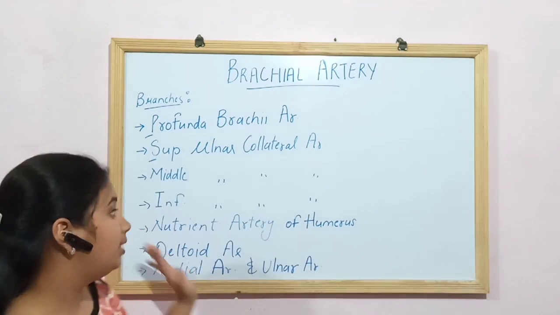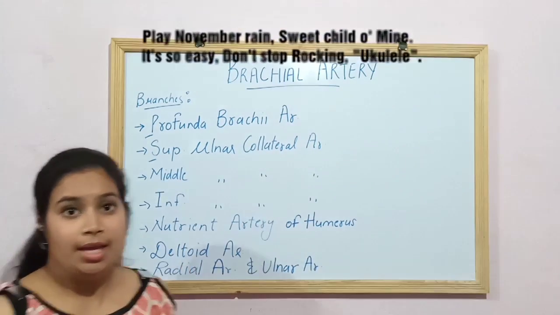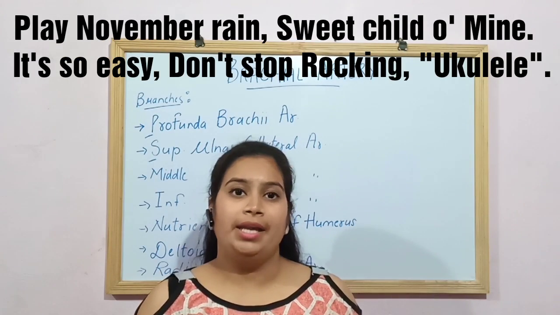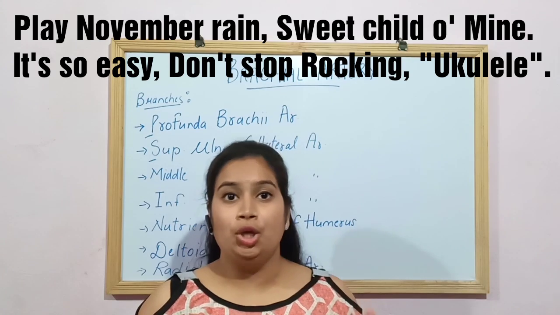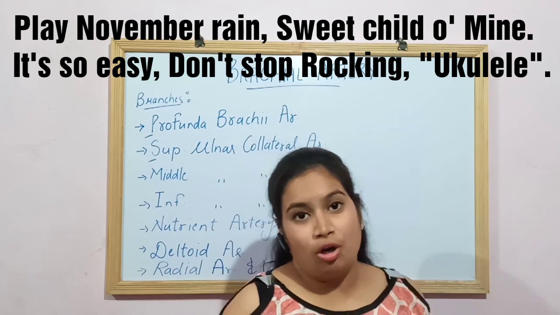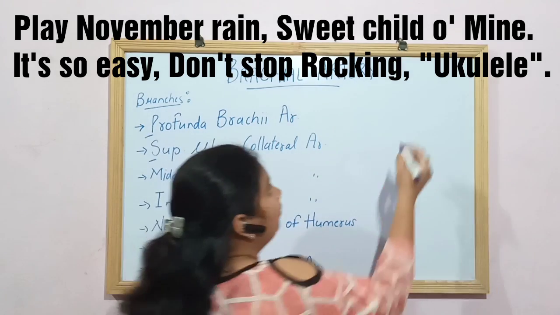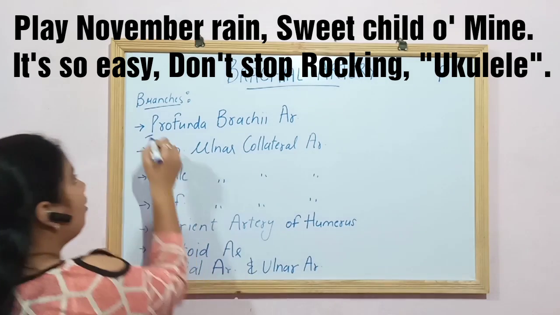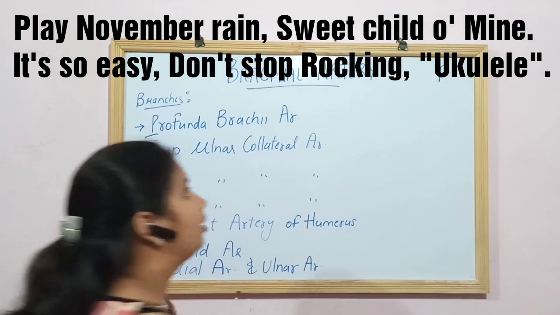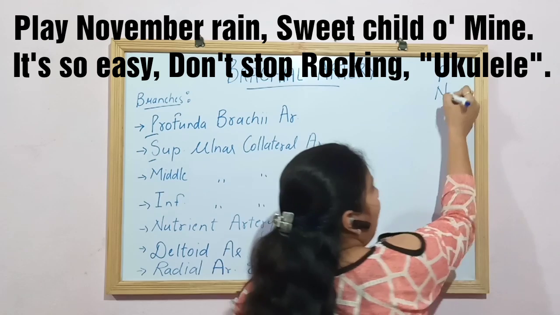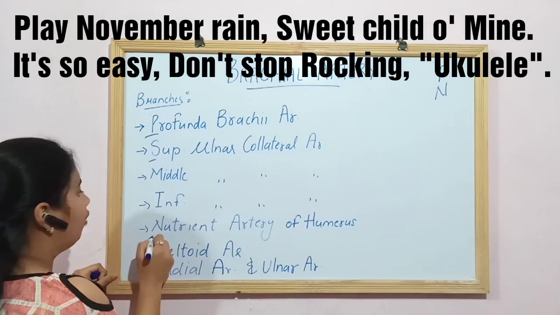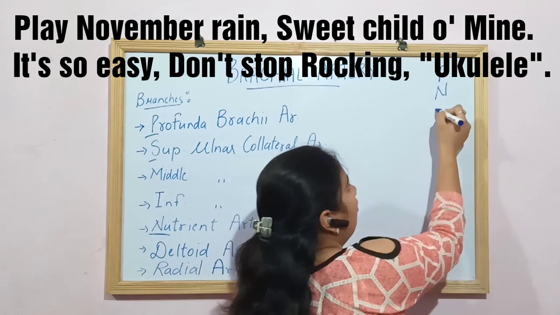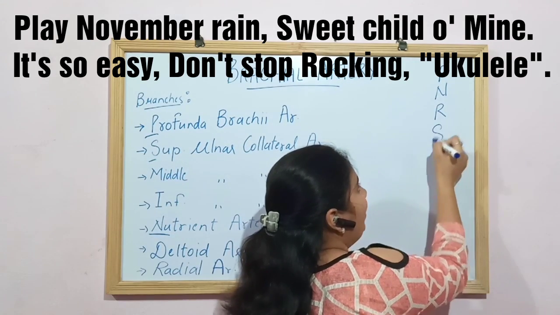Now to remember all this, here I have a mnemonic. The mnemonic is: Plain November Rain, Sweet Child O' Mine, It's So Easy, Don't Stop Rocking, Ukulele. A little bit long mnemonic but easy. P is for profunda brachii artery. N is for the nutrient artery of the humerus.